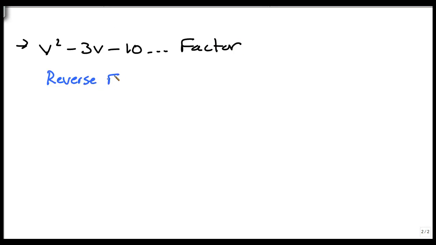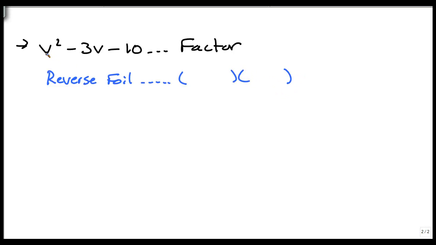So for this one, again, our directions are to factor. Let's use v squared minus 3v minus 10. And again, factor are the directions. So let's try a few approaches. Let's try reverse FOIL. For the reverse FOIL, if you don't like this method, I'll cover another method in a second.